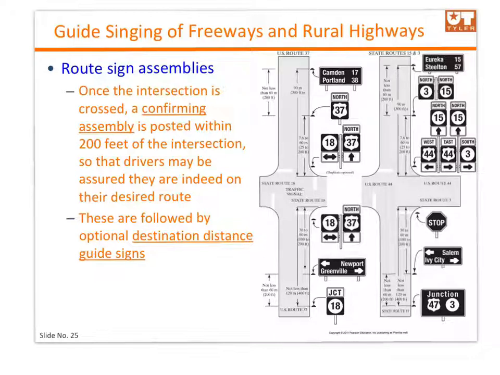Once we have the confirming assembly, those are typically followed by an optional destination distance guide sign. As you can see in these two examples, once you're done with the intersection and you know that you're on the right route, now we need to tell the drivers, okay, within 17 miles you're going to that city, within 38 miles you're going to Portland. Same thing here as well. So you would give the names of the biggest two destinations, or maximum three, with how many miles remaining to reach that location.